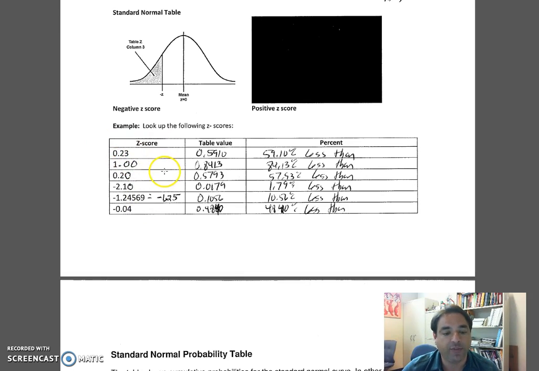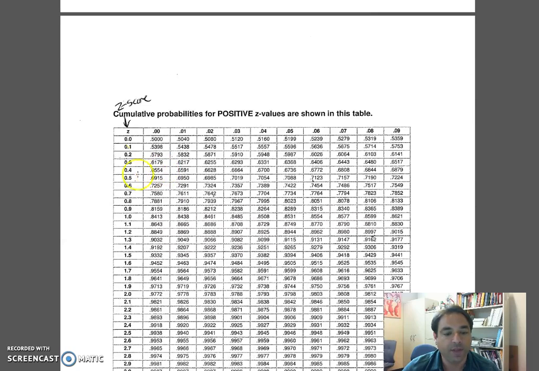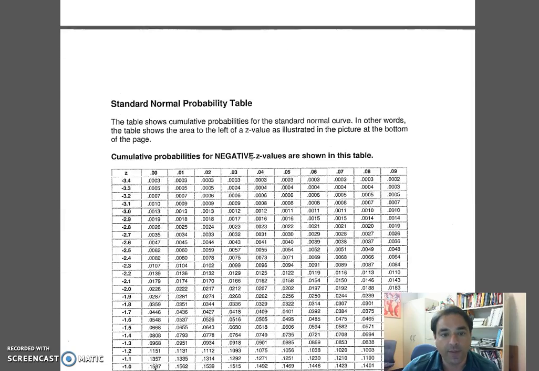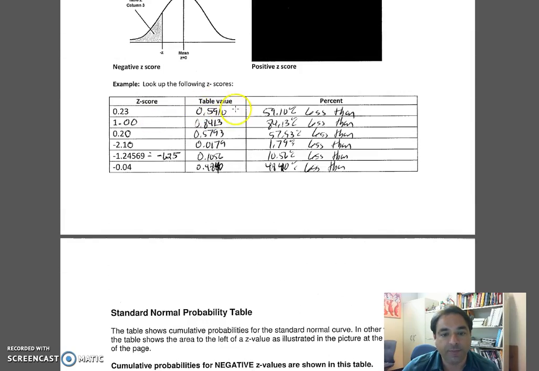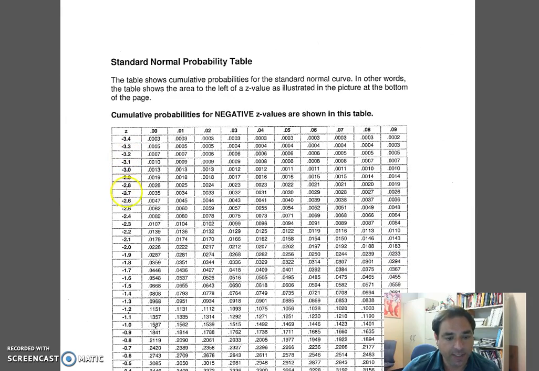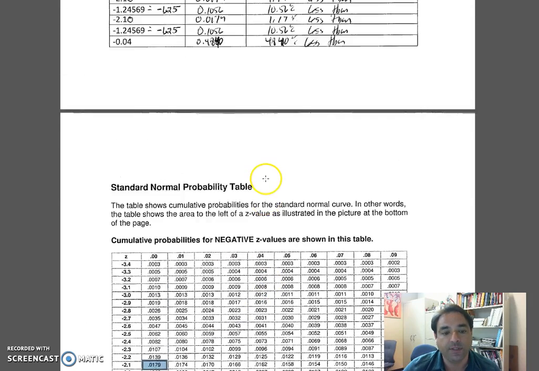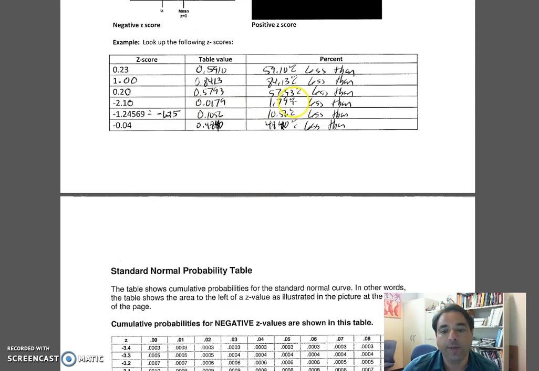So I'll do 0.23. So we'll go to the positive, 0.23. That gives me 0.5910. Now remember, that's the table value, and that always tells us less than. So if I convert that two places to the right, we get 59.10% less than. If I did negative 2.10, go to the negative table, negative 2.10, we get 0.0179. So 0.0179 would be 1.79% less than.